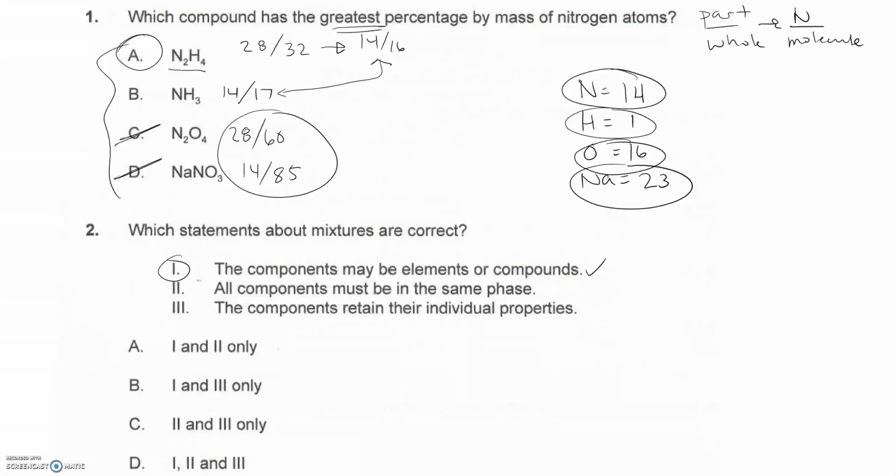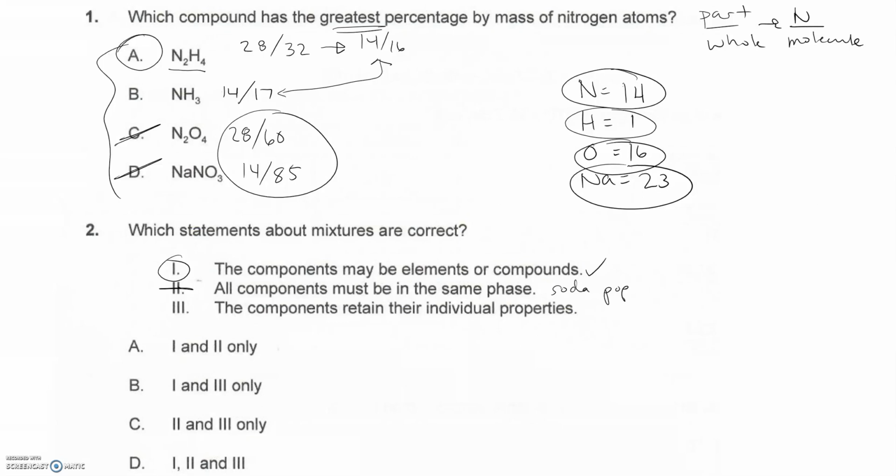Then Roman numeral 2 says all components must be in the same phase. That is not true. Think of something like soda pop, your Dr. Pepper. You've got liquid in there. You shouldn't have solid, that would be kind of weird, but you do have gas in there as well. The carbon dioxide particles in there are in the gas phase. So that has a gas and a liquid, and it is a mixture, so that is not correct.